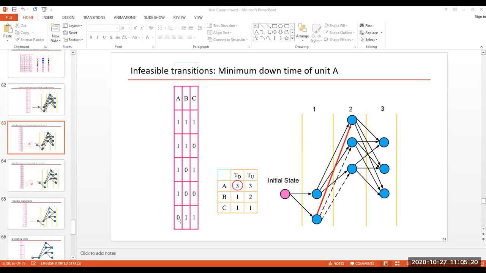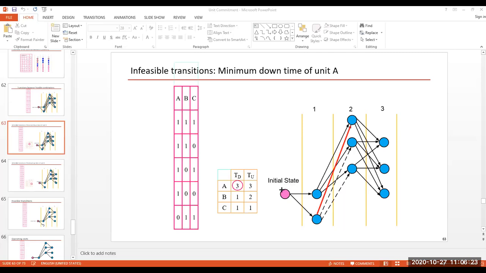So now this is 0, 1, 1. I have stretched the table in such a way that it is better understood from the diagram. Unit A is off at this state, and units B and C are on. From here, if I want to jump to this node, I have to turn on unit A. Unit B was on here and is still on here. Unit C was on here and is still on here. But I have to turn on unit A for this transition. Can I? No, because within 1 hour I cannot turn on unit A. You see, unit A downtime is 3, encircled here in the table in the middle. So 3 hours have not elapsed; only 1 hour has elapsed. So this transition is not feasible. Clear?